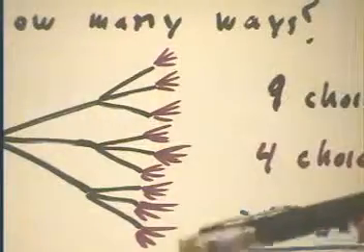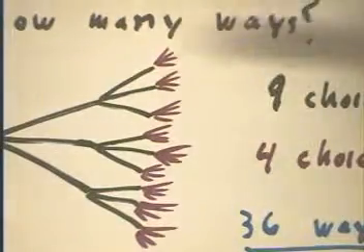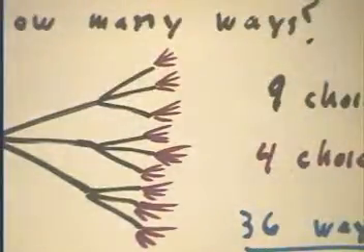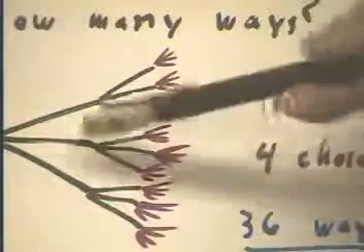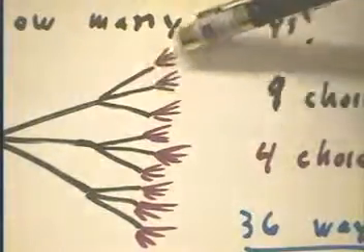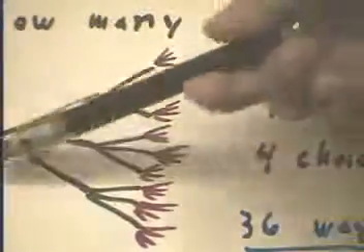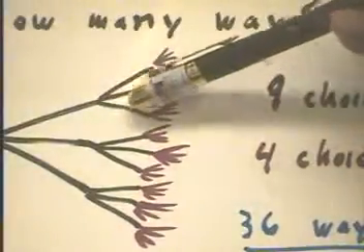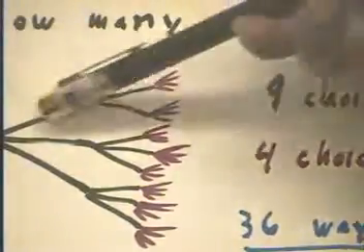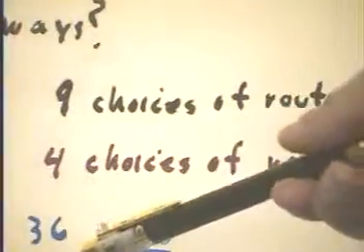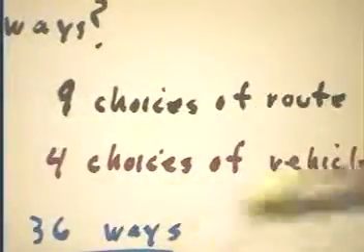So this diagram doesn't represent a map of how we get there. It represents what we call a tree diagram, a diagram of how many ways there are to get there. So this would read first road, first branch car, first road, first branch truck, first road, first branch bicycle, first road, first branch motorcycle, or whatever. And then we'd go first road, second branch car, and so forth. We're not going to read all those, but we see that there are 9 choices of route, 4 choices of vehicle, total of 9 times 4, or 36 ways.